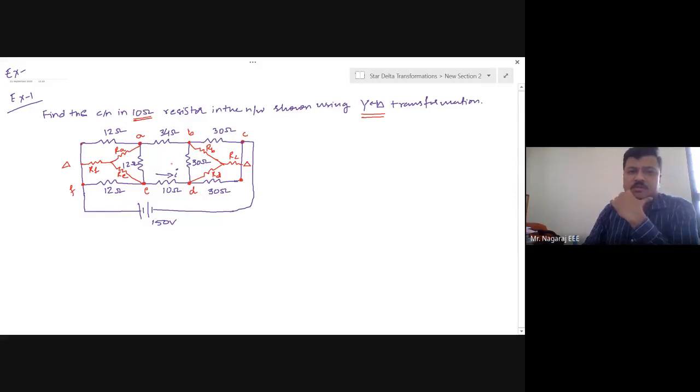Now there were 3 loops. After transformation from delta to star, I get only one loop, with a number of series connected resistances. When I have series connected impedances or elements, it is easy for me to analyze the circuit. Okay. First step here: convert, or I will take down here.